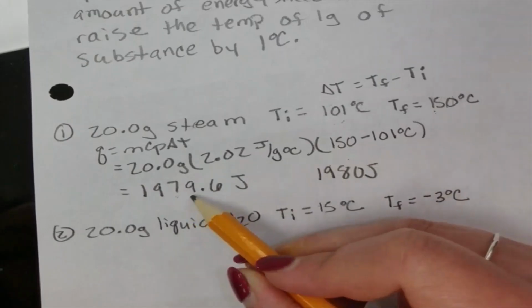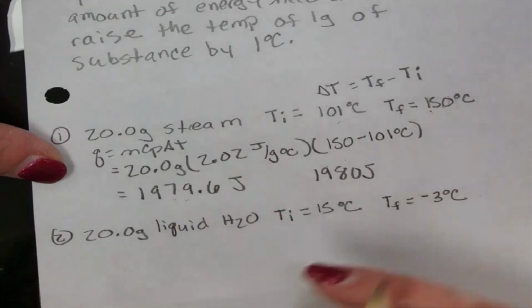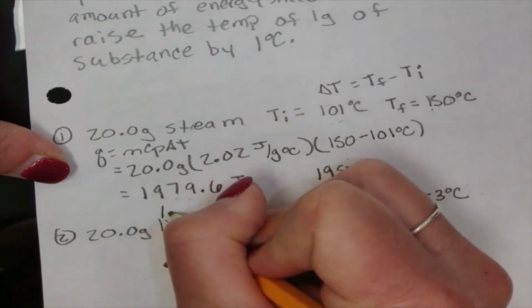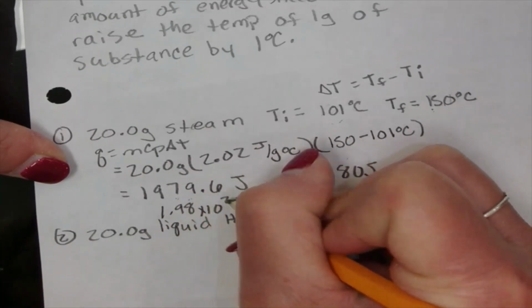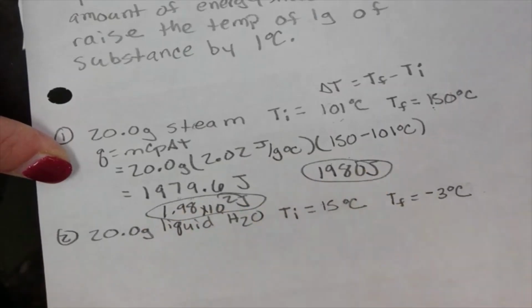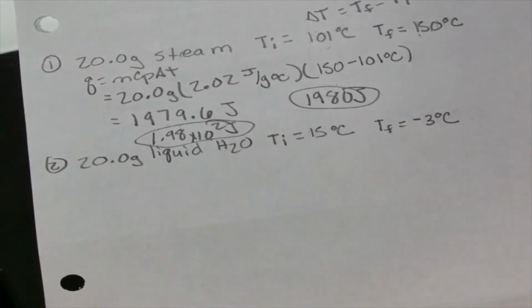If you don't know, when in doubt, scientific that out. Give me 3 values. So if we were to scientific out this value, it would be 1.98, giving me 3 values, times 10 to the second joules. And this value is the same as that. All right, let's do us another problem.